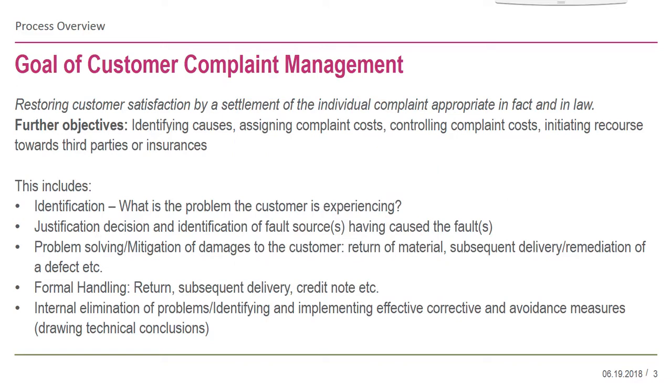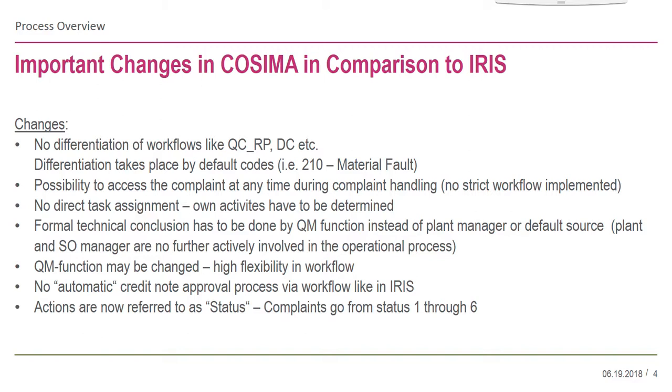So we're going to go ahead and jump in to outline the differences between Cosima and Iris. Now, important changes in Cosima in comparison to Iris, the first being that there's no differentiation of workflows that will be identified, such as QC, RP, DC, QC, TG, etc., as they were in Iris. The differentiation of a complaint is going to take place by its default code.